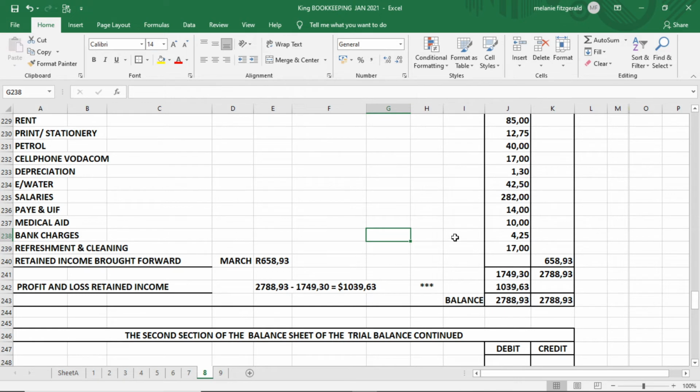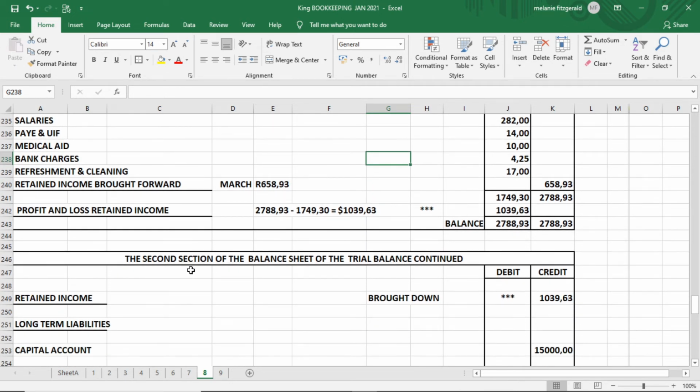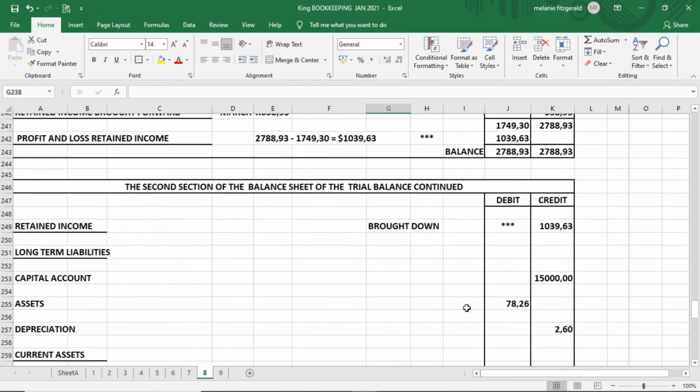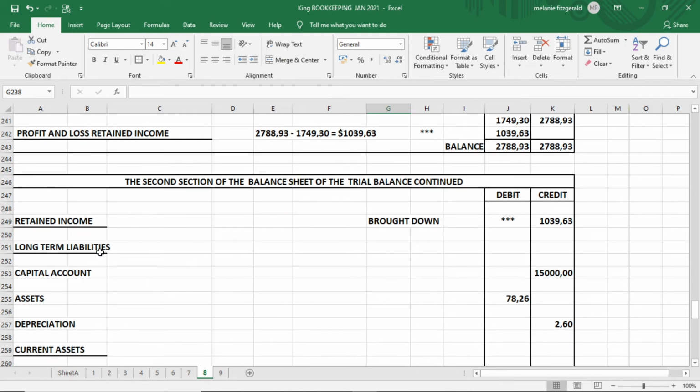Okay, so this now is the second section of the balance sheet of the trial balance continued. Remember, this profit and loss retained income, we bring that into the second section of the balance sheet of the trial balance continued. It comes in as retained income and it's brought down, of $1,039.63.